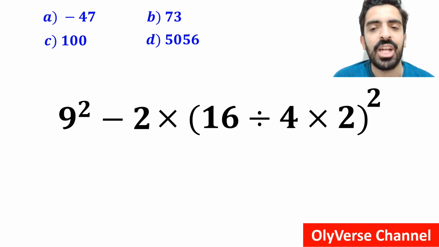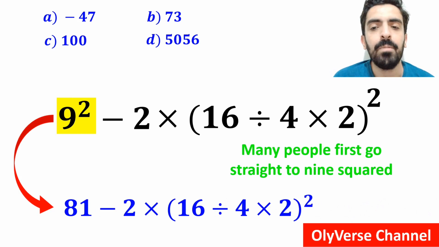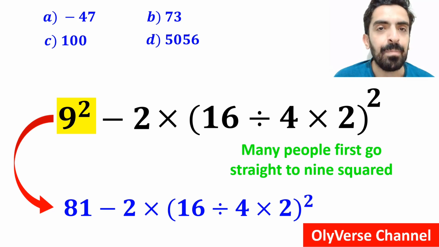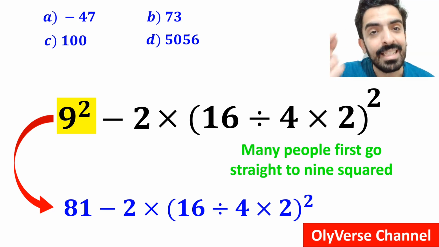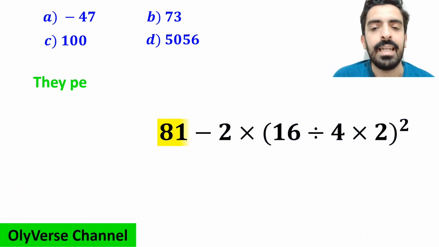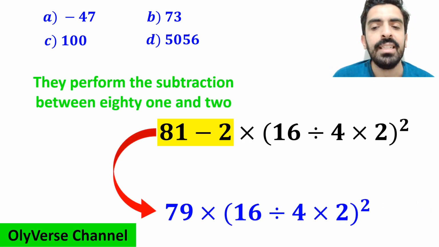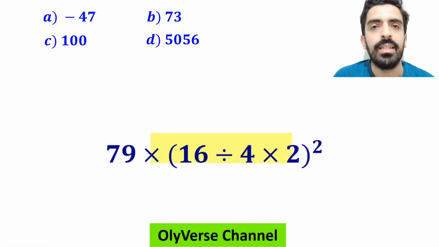To solve this question, many people first go straight to 9 squared and simplify this expression to 81 minus 2 multiplied by (16 divided by 4 times 2) all squared. In the next step, they perform the subtraction between 81 and 2 and write this expression as 79 multiplied by (16 divided by 4 times 2) all squared.